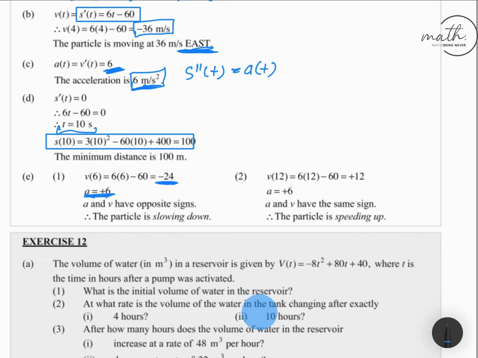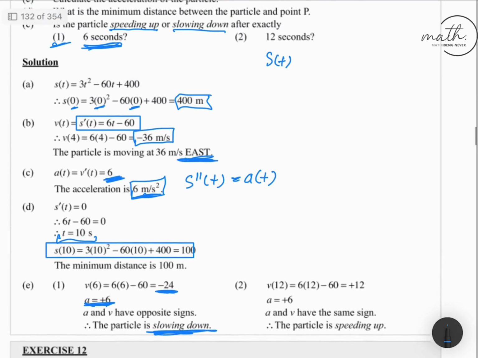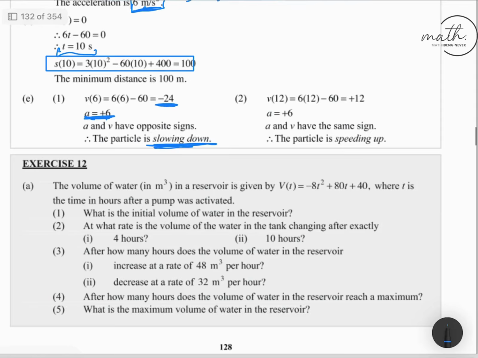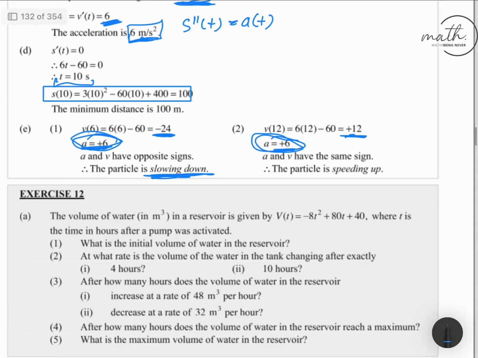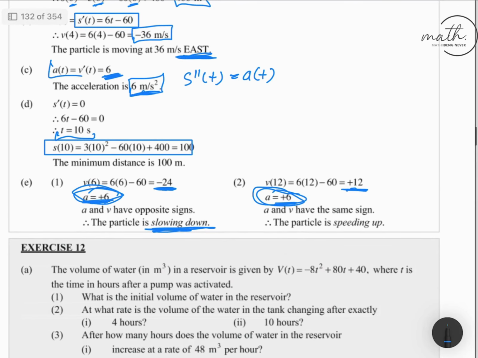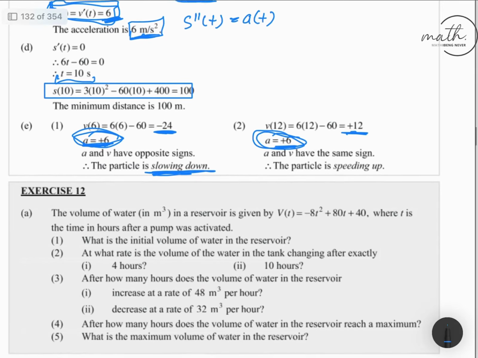That means slowing down. Here the velocity after 12 seconds is 12, and then acceleration is 6. Again, don't be confused with this acceleration. In this case it will always be the same. Remember, when you calculated the acceleration, you got exactly 6. So it's always going to be 6. That's why we're always using 6. Now they have the same sign. That means it's speeding up. That's it.